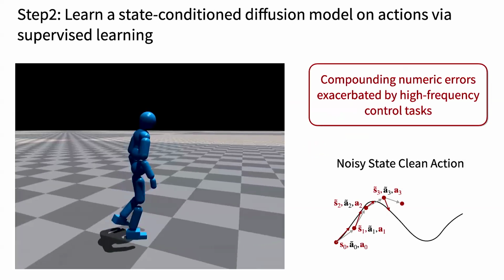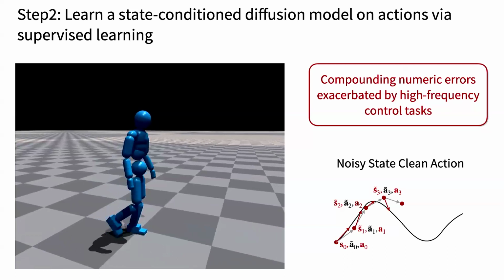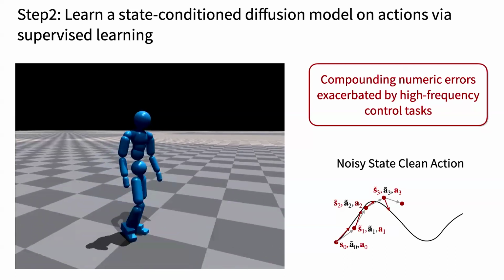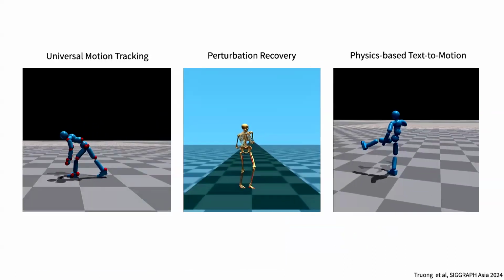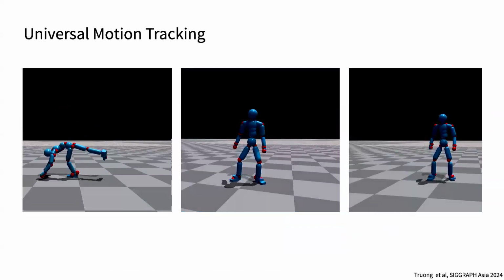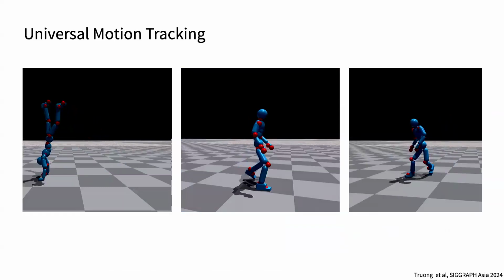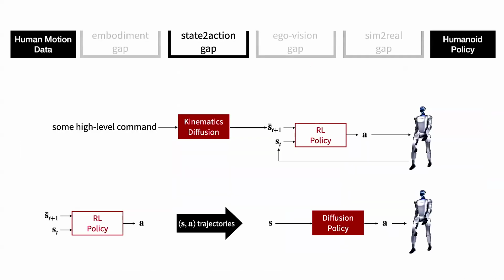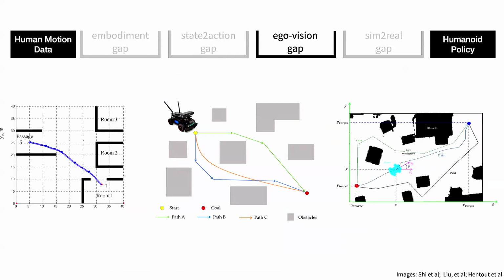Okay, so with that, we're able to train one single diffusion policy that distills thousands of RL policies into one single policy, and it was able to track this entire data set very well. Okay, so now we talk about the state to action gap, and I'm running out of time. So I'm just going to jump right into the ego vision gap.